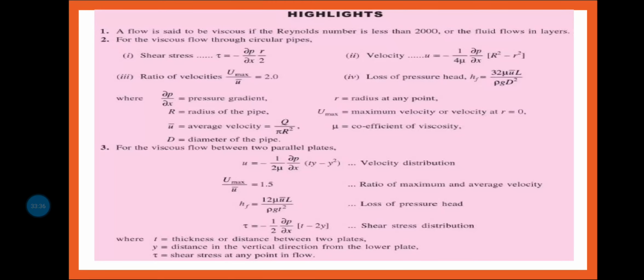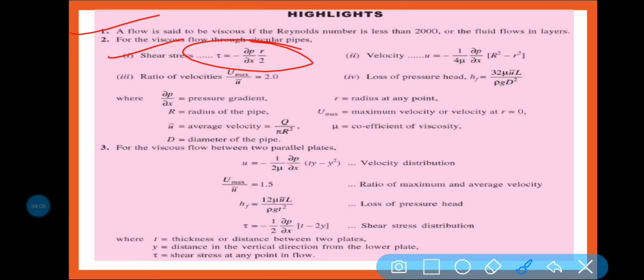Now some highlights. The flow is said to be viscous if the Reynolds number is less than 2000. The fluid flows in layers. For viscous flow through a circular pipe, this formula is very, very important. Remember, tau is equal to minus del P by del X into R by 2 for a circular pipe. Velocity U is equal to minus 1 by 4 mu del P by del X into R square minus r square.